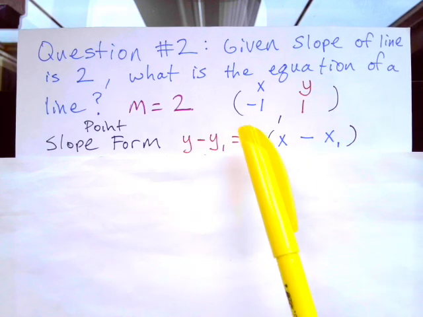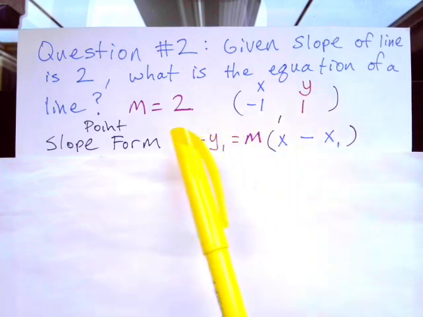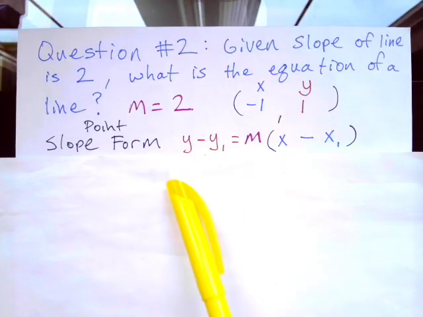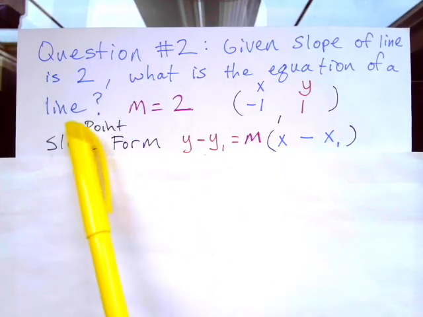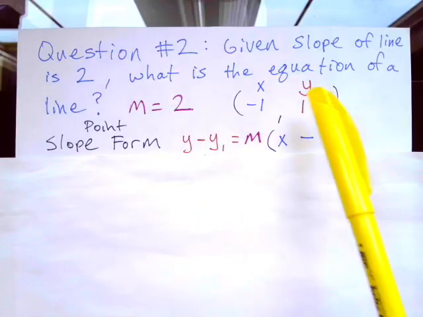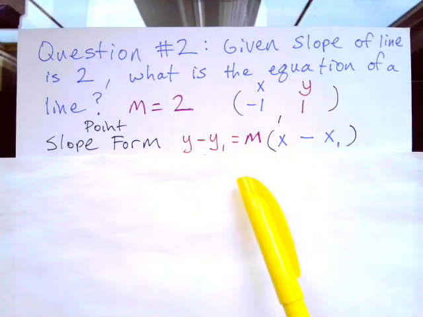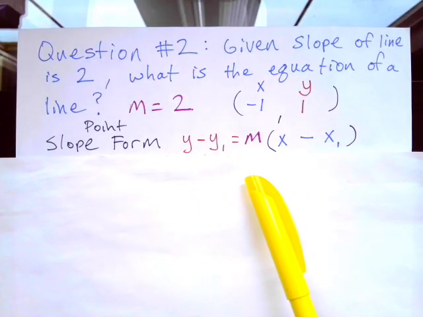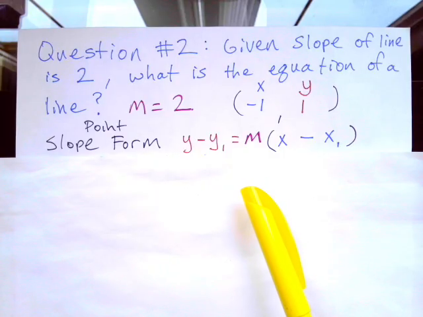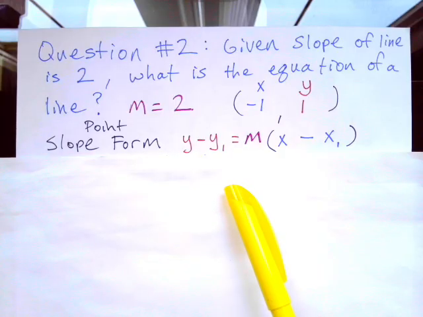So I'm going to take the ordered pair that they gave me for x and y and the slope value, and I'm going to use point slope form. I'm going to substitute the values, simplify, and that will give me the equation of the graphed line, also called a linear function.